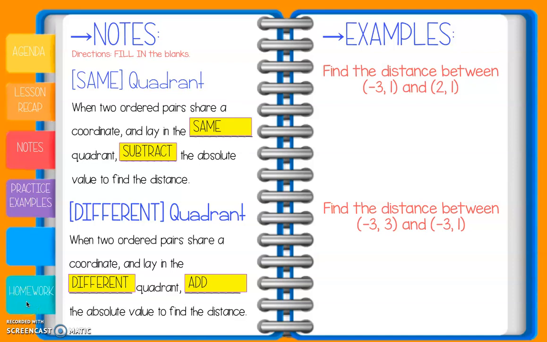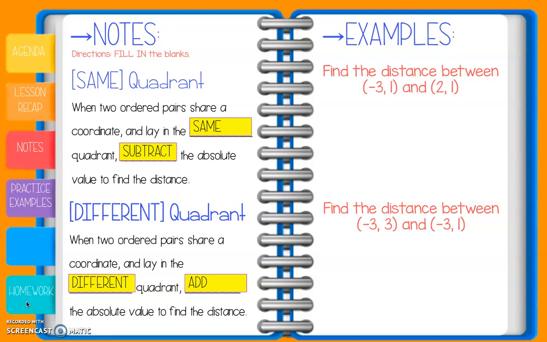Alright guys, so let's recap a little bit when we're talking about finding distance. There's two things to remember. The first is that if they're in the same quadrant, so if they both fall in the first, if they both fall in the second, the third, or the fourth, what we're going to do is subtract their absolute values.